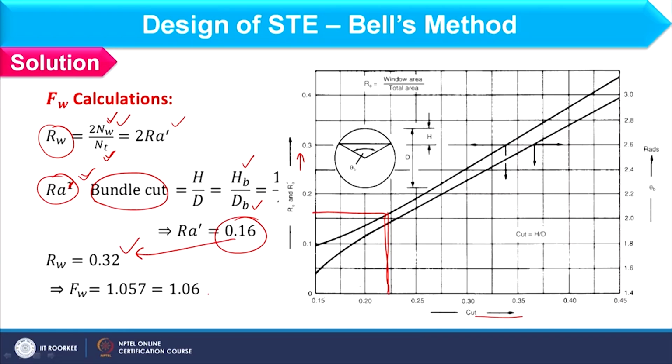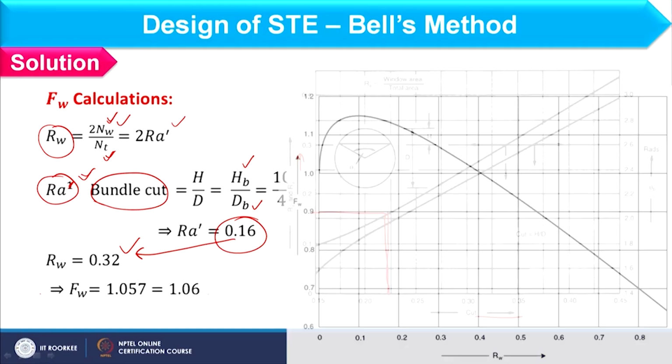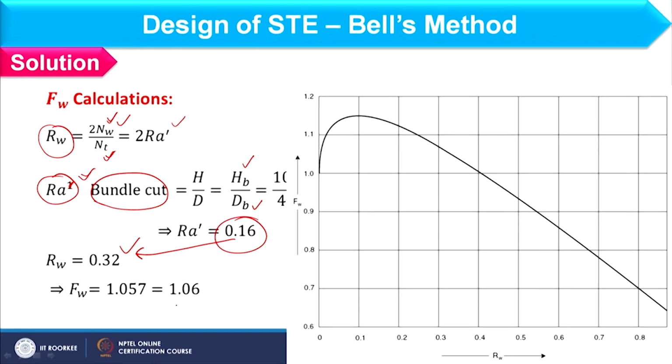Once you have all these values, you can trace RW over here, that should be 0.33. So, somewhere here it will lie, and then you can read the value from here. The value should come as 1.06, right. In this way you can find out the window correction factor, and now we will focus on the bypass correction factor.